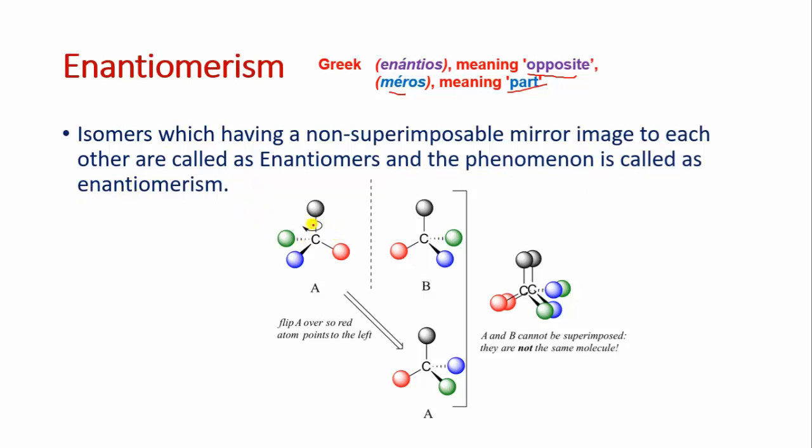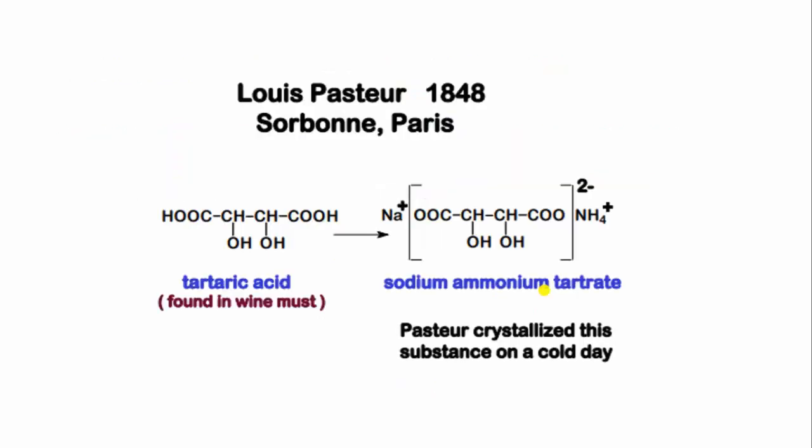In this molecule, you can see A and B are mirror images of each other. If we rotate molecule A in any orientation and try to superimpose it on B, it cannot superimpose. That's why it's called an enantiomer. You have to remember always that enantio means opposite, mirror images of each other, which are non-superimposable.